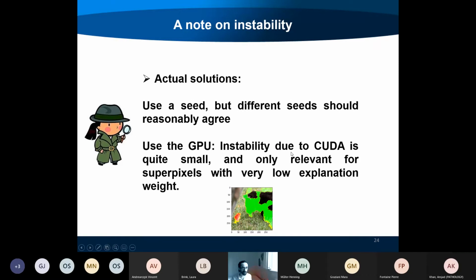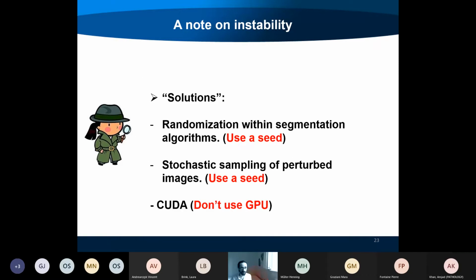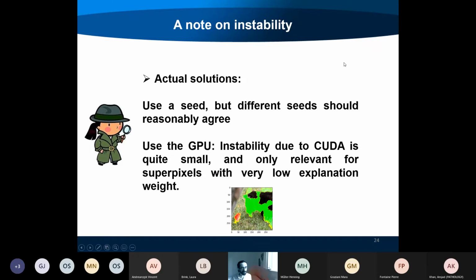So what are actual solutions? Because these are just kind of solutions. Even if you use a seed, the next time you run a different seed, you're still going to get something different, so those are not really solutions. EvEx helps a little with this, because you use a seed to test one specific parameter combination, but different seeds should agree, or should reasonably agree, on the most relevant areas.